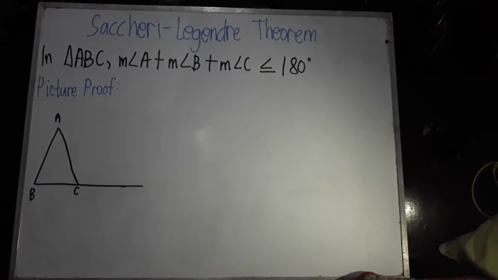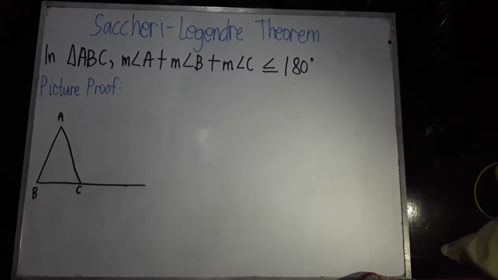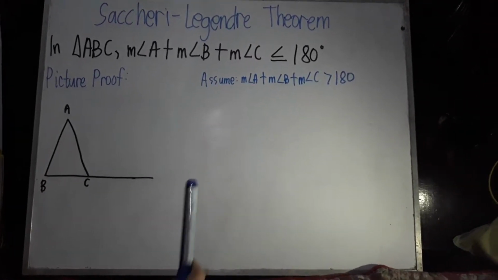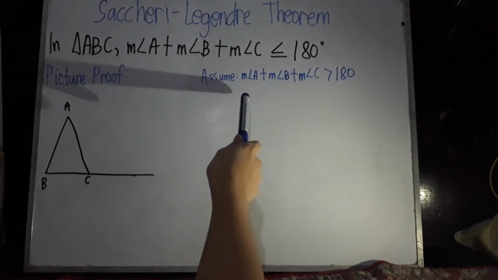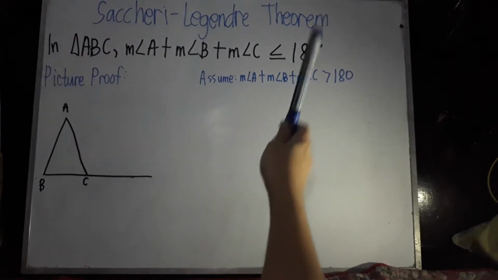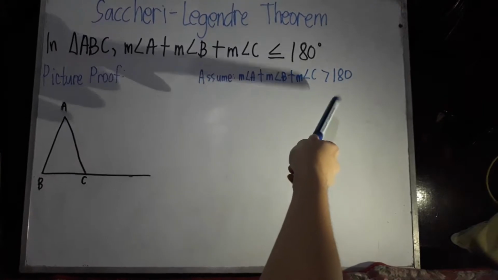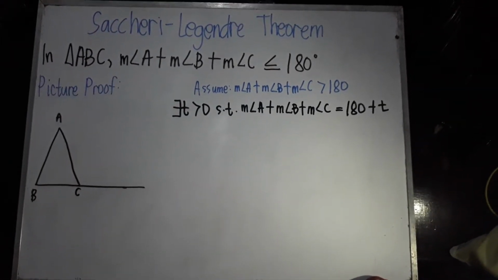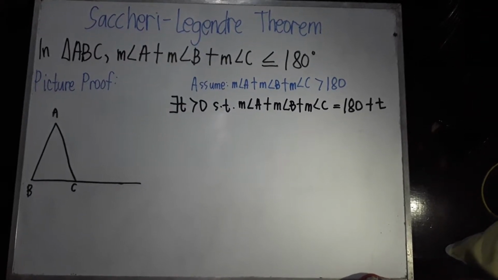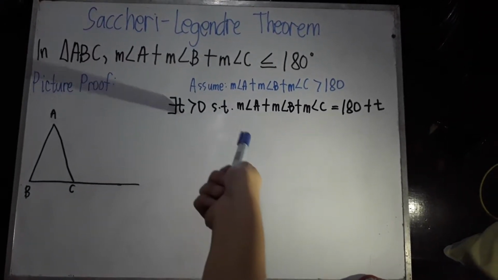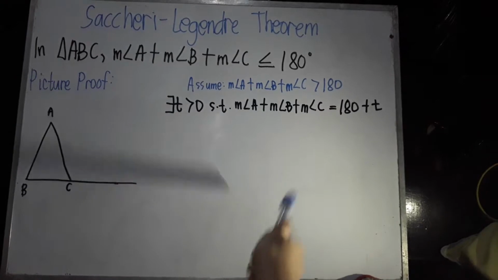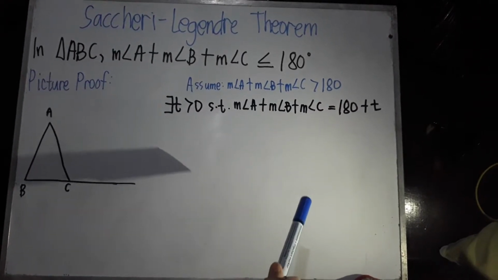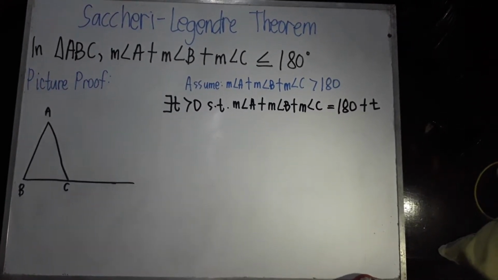Let's have triangle ABC. Let's assume that the measure of angle A plus the measure of angle B plus the measure of angle C is greater than 180 degrees. It means that there exists some positive number t such that the measure of angle A plus the measure of angle B plus the measure of angle C is equal to 180 plus t.